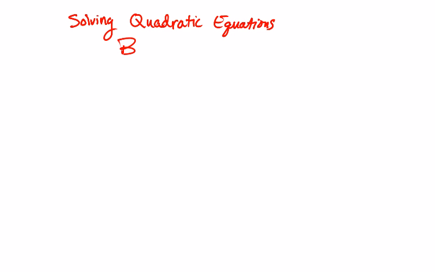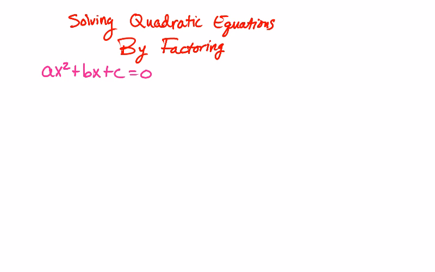Okay, this video is going to focus on solving quadratic equations, and the way we're going to solve these quadratic equations is by factoring. When solving by factoring, you have to remember that the form before you actually factor needs to look like this: ax squared plus bx plus c equals 0.